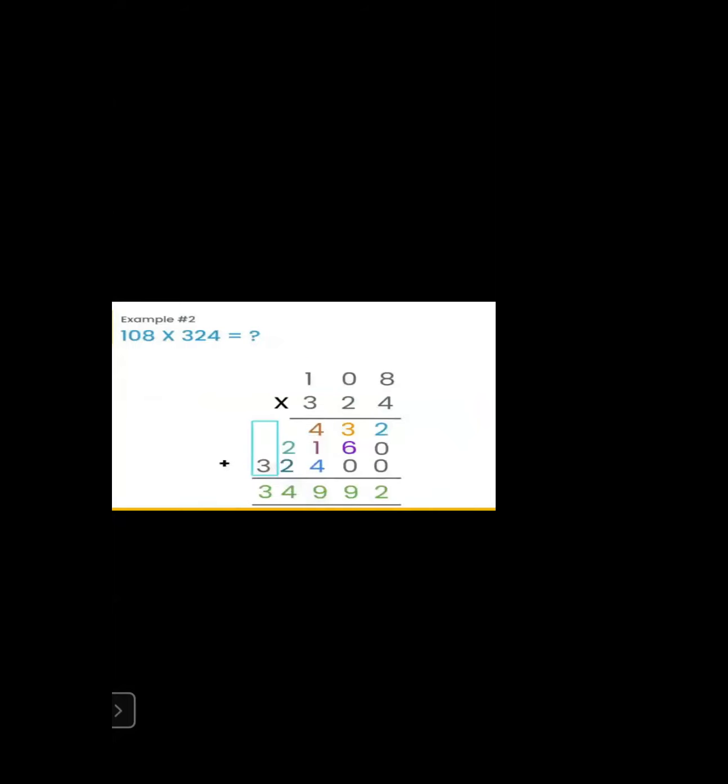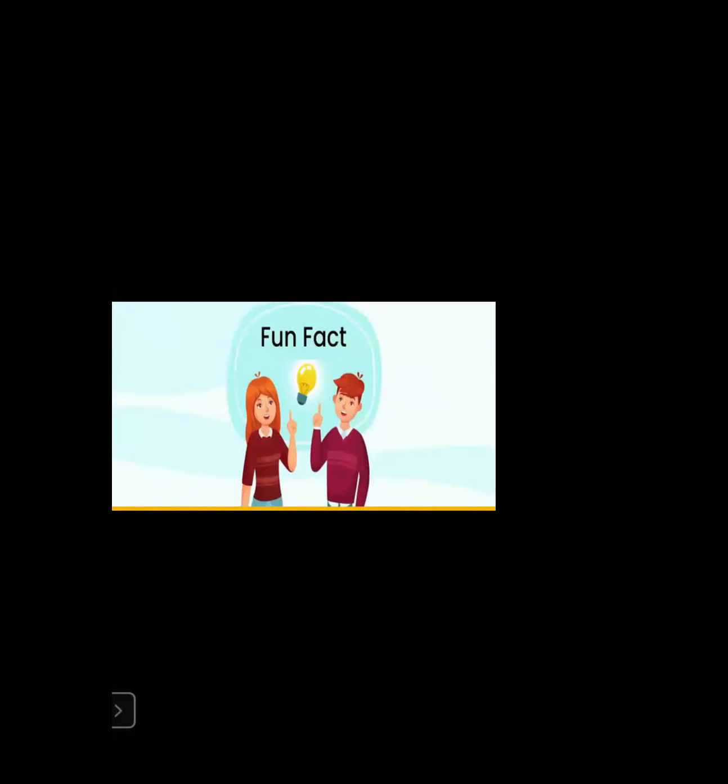Now, let us sum up both values. 2 plus 0 plus 0 is 2. And 3 plus 6 plus 0 is 9. And 4 plus 1 plus 4 is 9. And 2 plus 2 is 4. And 3 comes down as it is. Now, the answer of 198 into 324 is 34,992. Now, I want to say one fun fact in this session for easy learning.